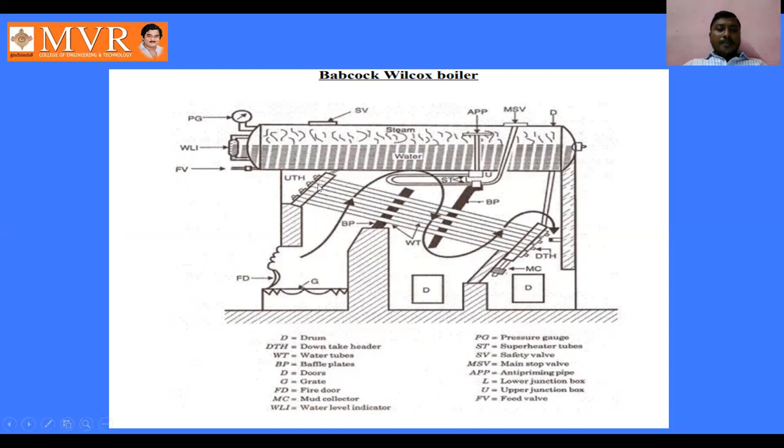The steam which has been converted is sent by the uptake header to the steam collecting place. The steam enters the anti-priming pipe, and the wet steam or moisture collected in the steam is removed by this anti-priming pipe, and it is sent into the superheater tubes. The superheater tubes raise the temperature of the steam, and at last, after the steam is superheated, it enters the main stop valve. Here it is collected, and whenever steam is required, it is used for the power generation process.